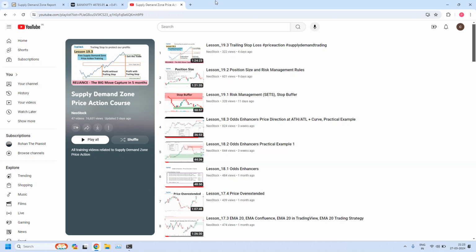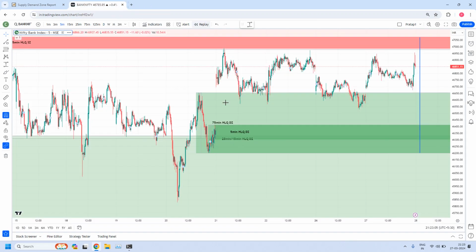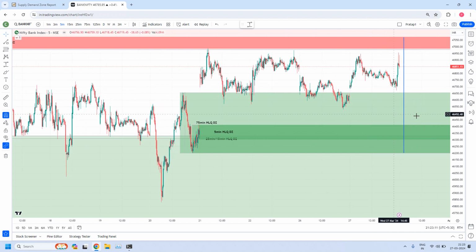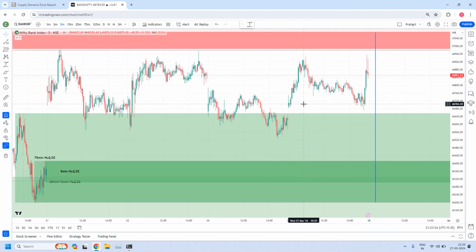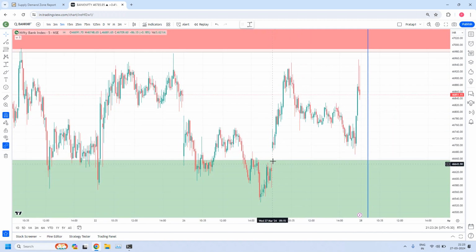Now let's get into Bank Nifty analysis with the help of supply demand zone chain. So in the previous video, yesterday's video, we identified this range. And Nifty moved within this range in today's trading session. From this 75 minutes high liquidity demand zone, Nifty moved with a gap, and then throughout the day it moved in this particular narrow range.